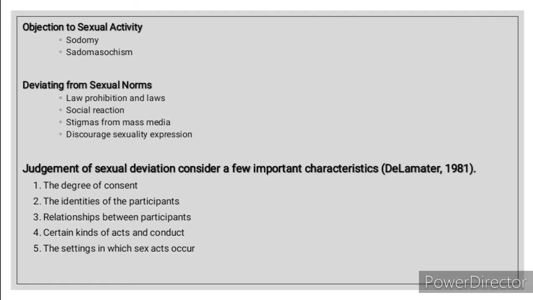According to Delamater 1981, judgment of sexual deviation considers a few important characteristics. Number 1, the degree of consent, such as norms that prohibit forcible rape. Arousal does not equate to consent. 2, the identities of the participants, such as norms that restrict legitimate sexual partners to human beings and exclude animals. 3, the relationship between participants, such as norms that restrict legitimate sex partners to people in certain age ranges and with an acceptable kinship bond. 4, certain kinds of acts and conduct. Some acts might hurt, which is inappropriate. 5, the setting in which sex acts occur, such as school, house, hotel, and so on.